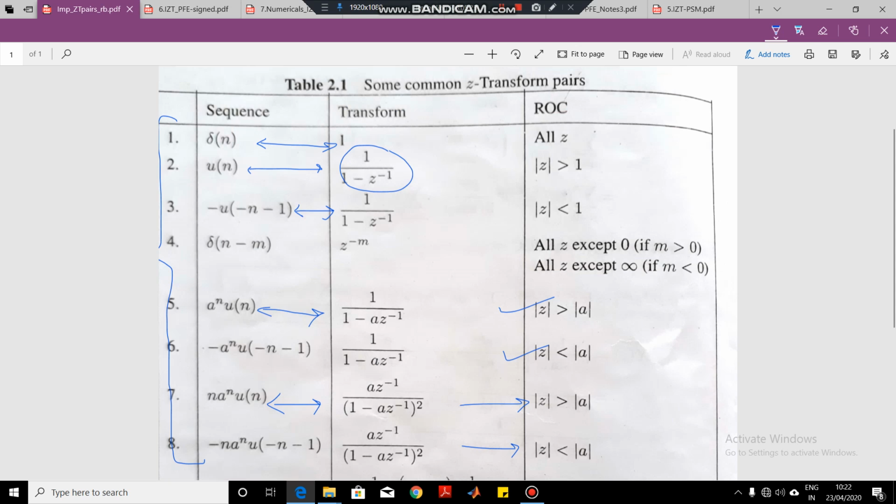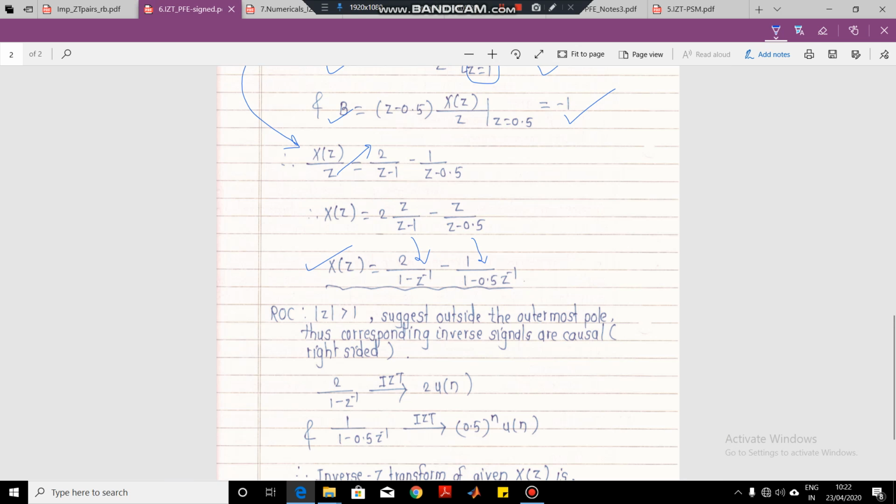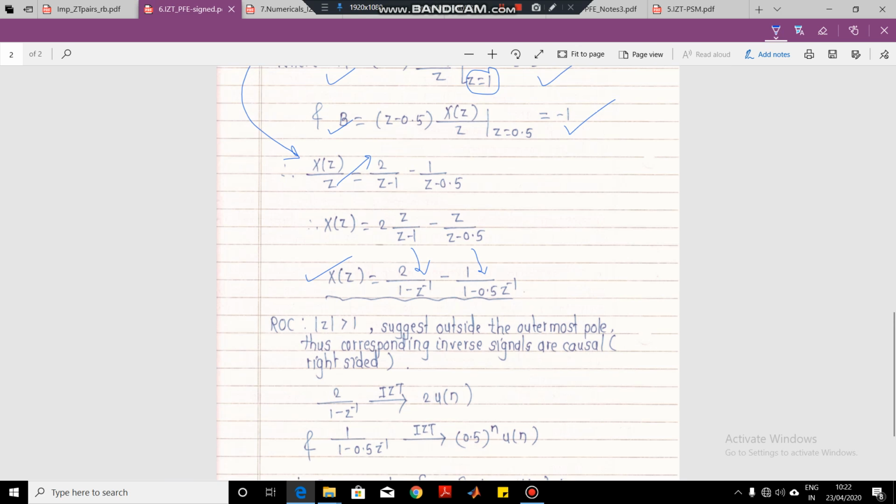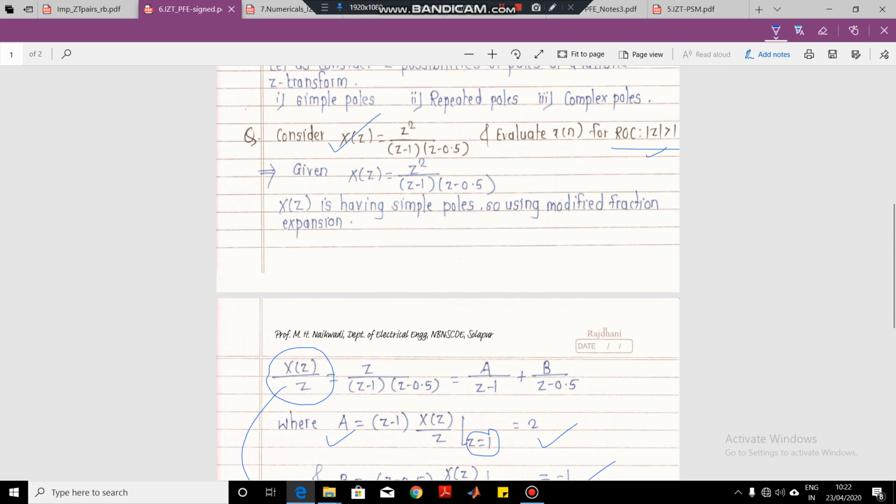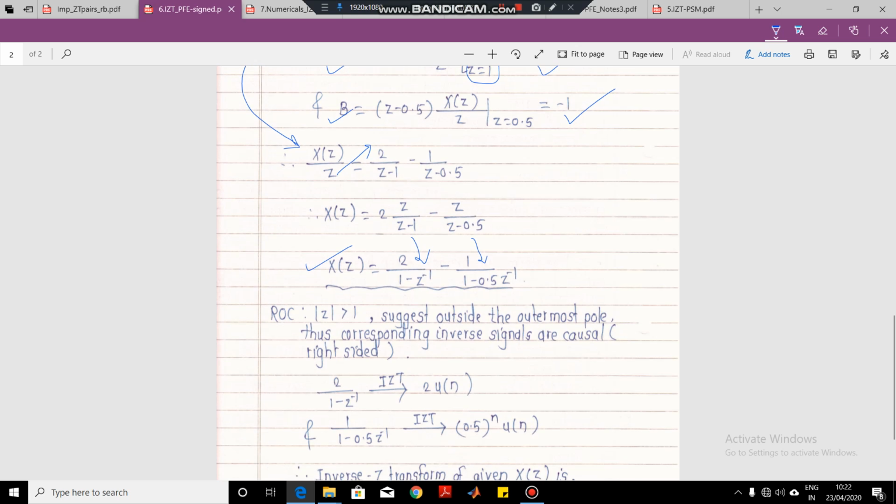But whether this is u of n or minus u of minus n minus 1, I cannot say unless I look at the ROC. So what is given? The ROC is given as mod of z greater than 1 in the question itself. So this suggests that since the ROC is mod of z greater than 1, this has to be a causal signal. It cannot be a non-causal signal. So I use the standard pair here.